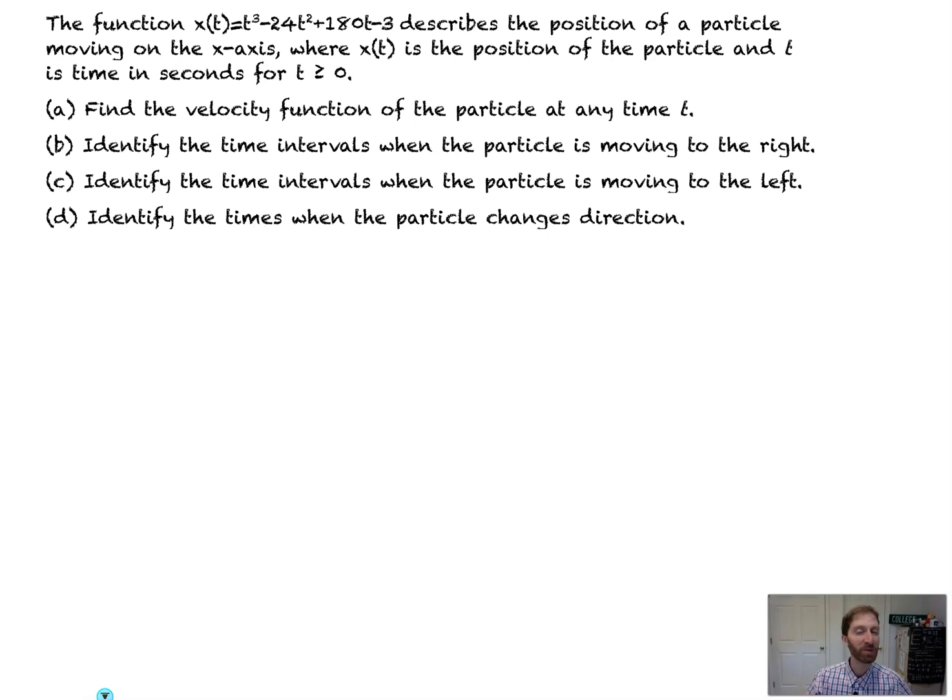Let's jump into this one. We've got a particle motion problem, which comes up a lot in AB and BC calculus and in some calculus courses in high school and in college. So if you've got a problem like this, I've got you covered.